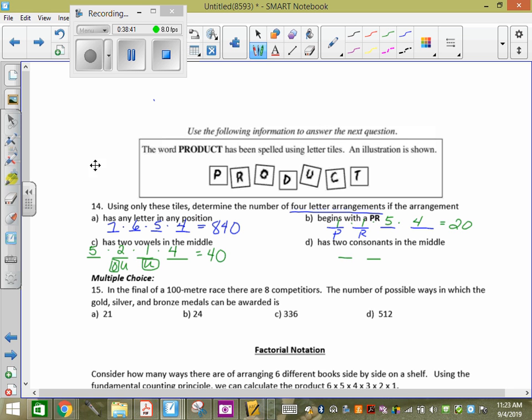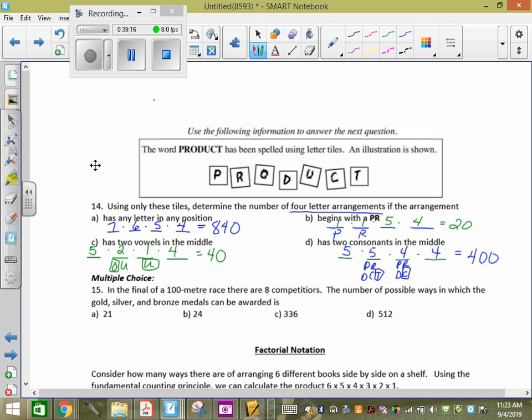Has 2 consonants in the middle. There are 5 consonants, right? I could have P, R, D, C, T. So I could have 5. Keep the T, then I have P, R, D, C, which is 4. Keep the C. How many letters have I used up? 2, right? How many do I have left? 5. So I would have 5 left for this blank, then 4 left for this one. Is that 400?